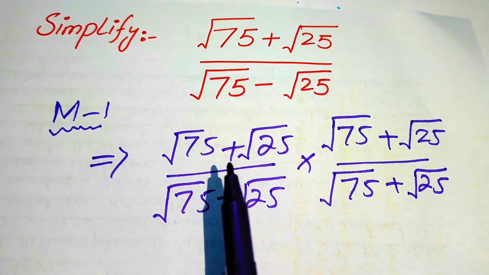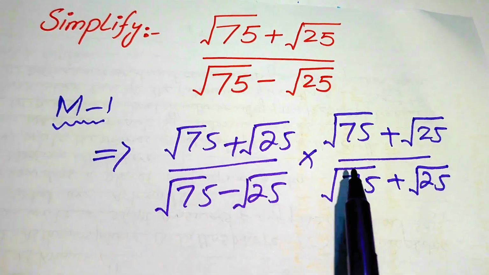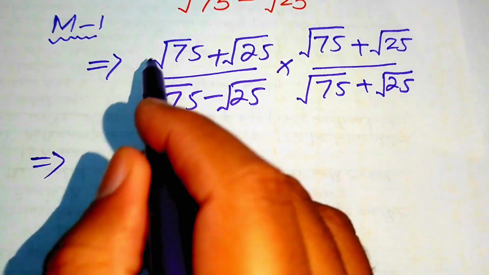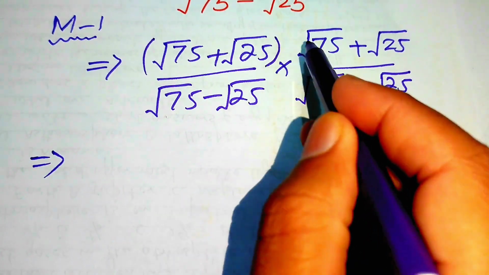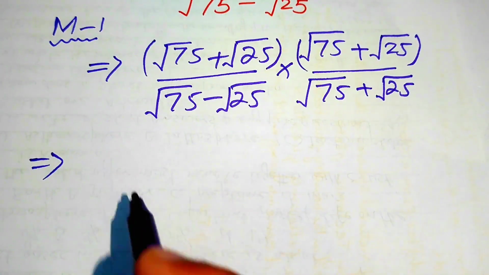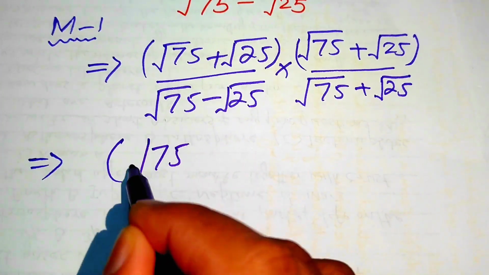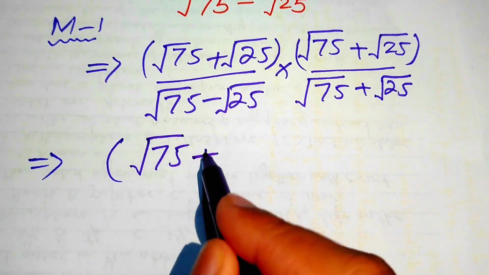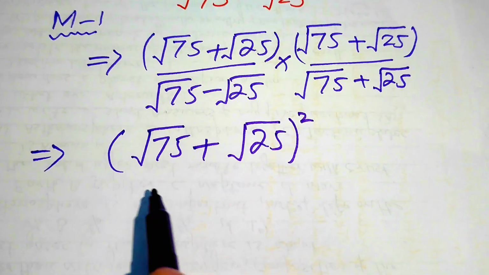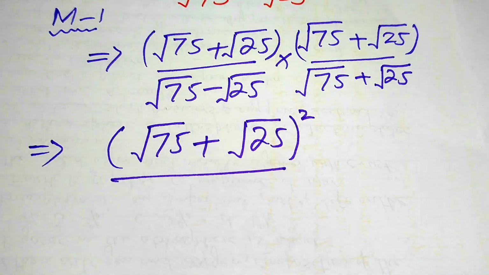Now you see here we have this term multiplied by this term, and this term multiplied by this term. When we multiply these two terms, you see these are the two same terms. When we multiply two same factors, it will be written in the form of a whole square. So we write it as (√75 + √25) whole squared, and it is divided by. Here we need a nice algebraic formula.